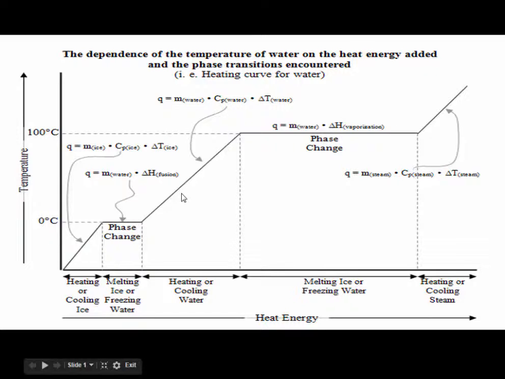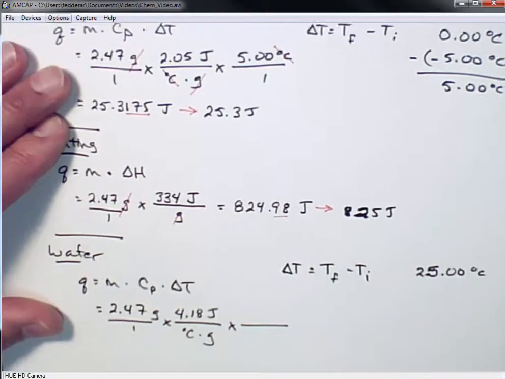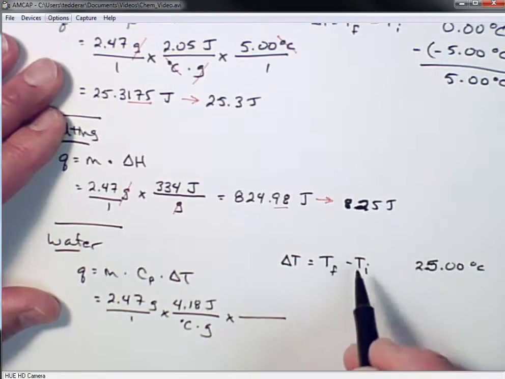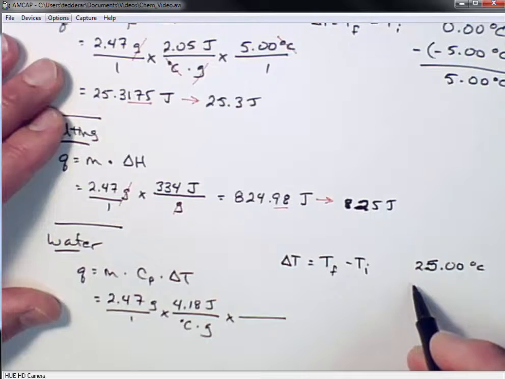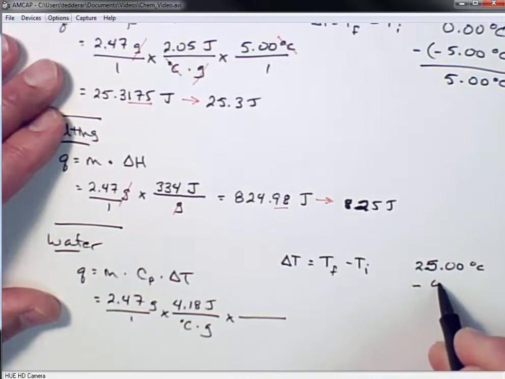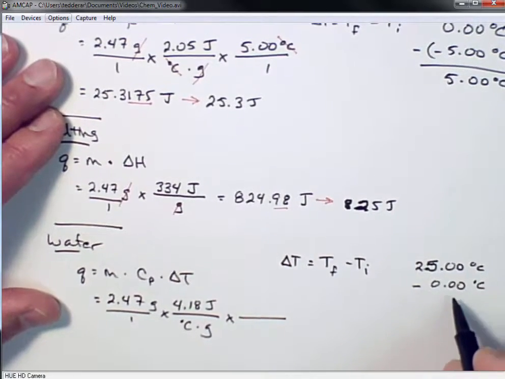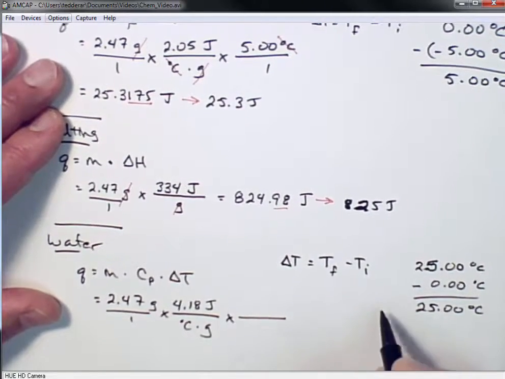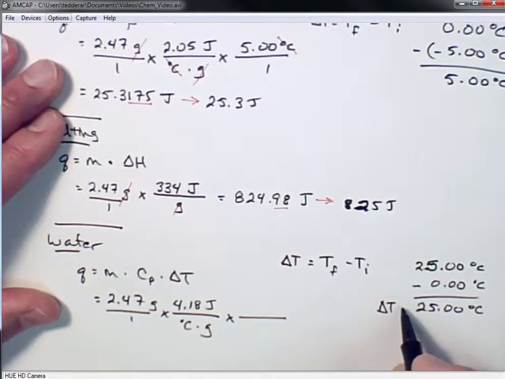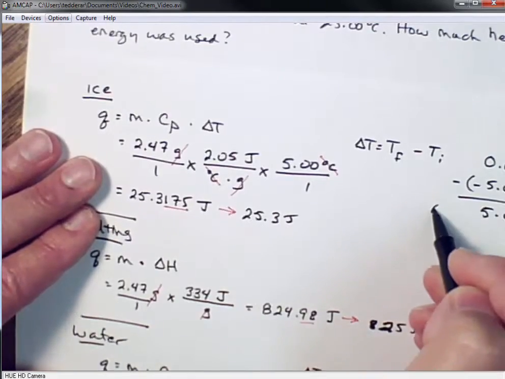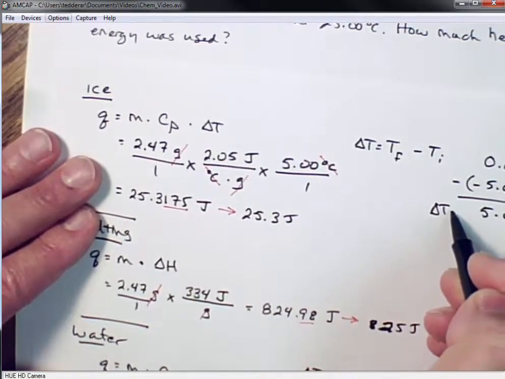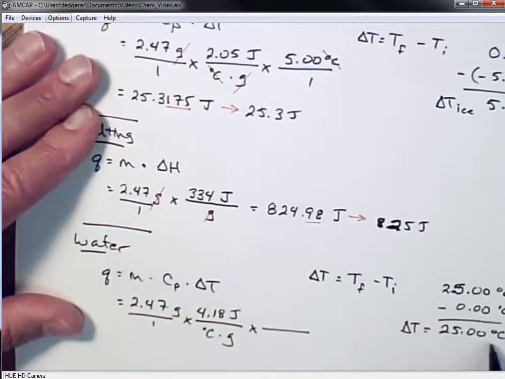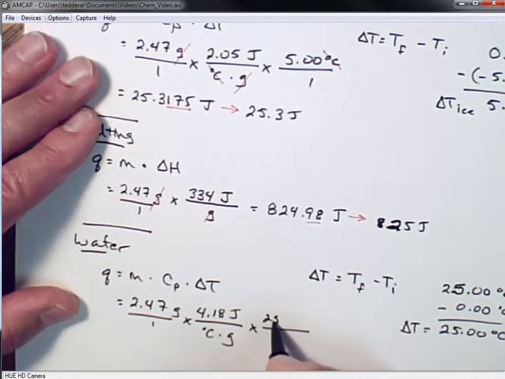And we're right here. We're starting here and going up. So we're starting at 0 degrees C. And so for the initial temperature we're going to subtract 0.00 degrees C. That just gives us 25 degrees. Okay, and that's our temperature change for the liquid water. This was our temperature change for ice. Okay, this is our temperature change for liquid water.